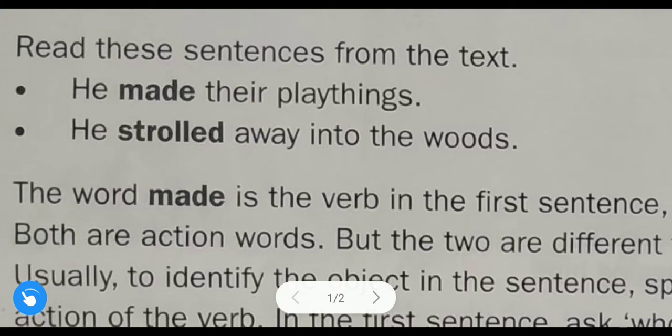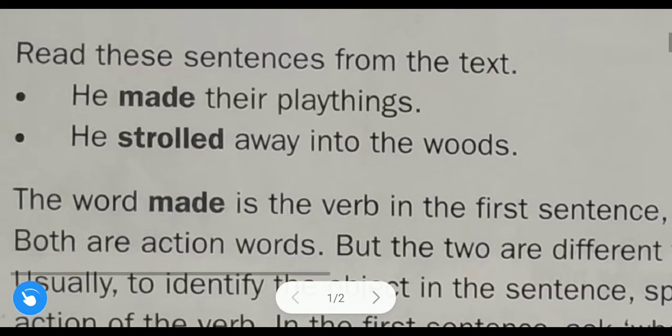In both these examples, made and strolled are the action words. In this example, he made, this action is performed by the subject he. And in this example also, strolled is the action word. This action is performed by the subject he. Understood?